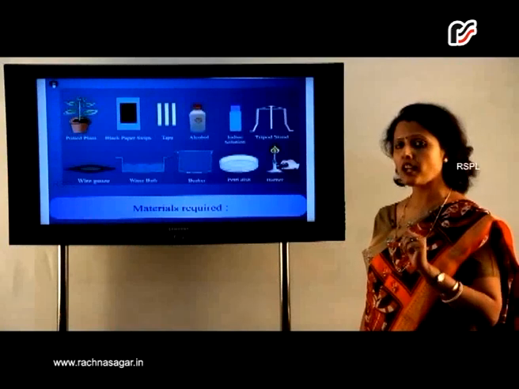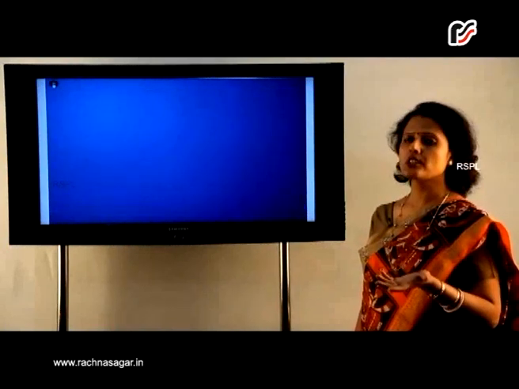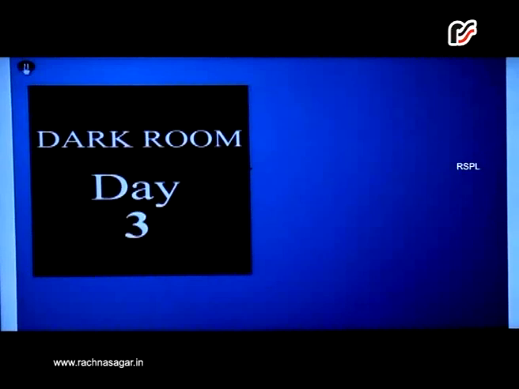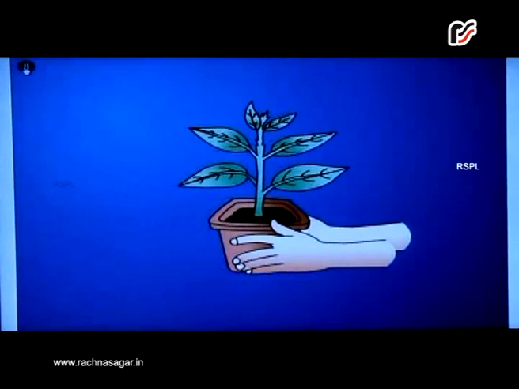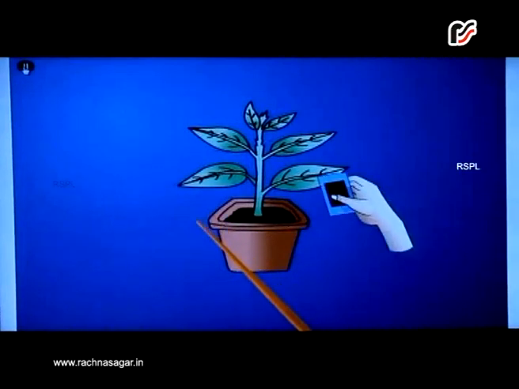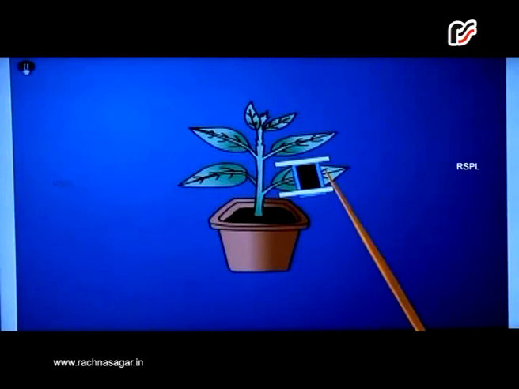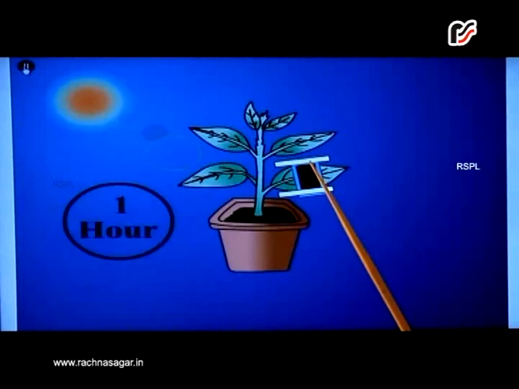Now the healthy potted plant which you had selected, that's going to help us out further. Take the healthy potted plant, put it inside a dark room for 72 hours, that is 3 days, 1, 2 and 3. It is de-starched. Take the potted plant out, select one of the healthy leaves and fix black paper strips firmly on both the sides of the leaf with the help of adhesive tapes.